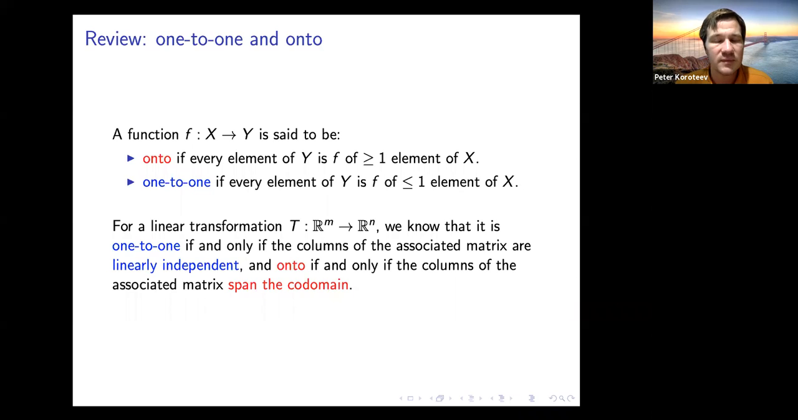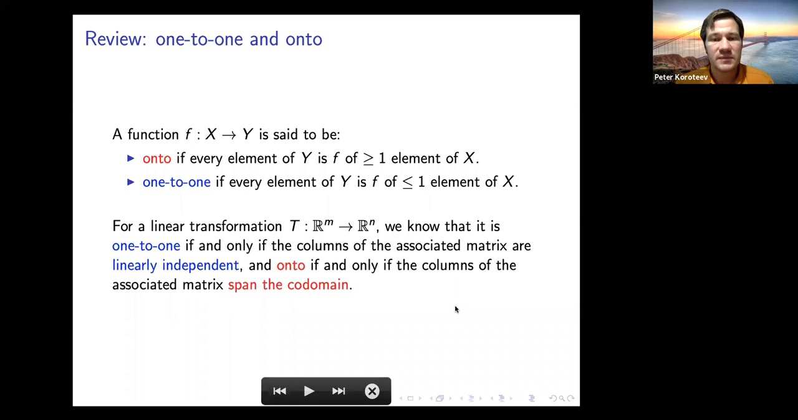One more reminder about one-to-one and onto maps. If we have a function f from X to Y, it is said to be onto if every element of Y is the image of at least one element from X. It's one-to-one if every element of Y is an image of at most one element of X. So it's either one or none.